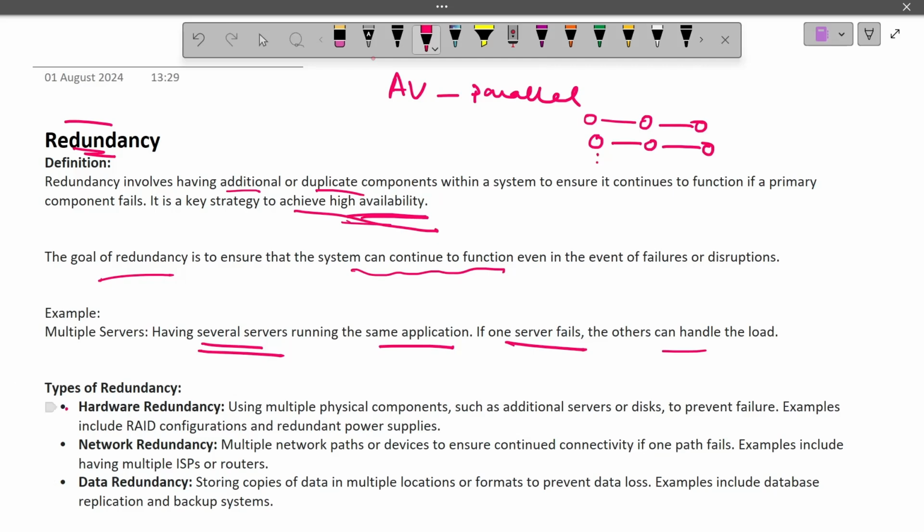When we talk of hardware redundancy, we use multiple physical components to prevent failure. With network redundancy, we have multiple network paths or multiple network devices so that connectivity is always constant. In data redundancy, we use data replication techniques, which we'll cover when we talk about replication, which means having copies of data in multiple locations. That is the primary intention of AWS having availability zones, right? They have multiple copies of data in different availability zones so that if one zone dies out, another one can keep serving the data.